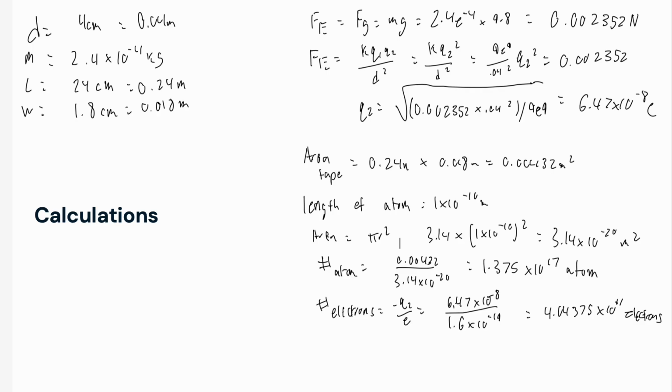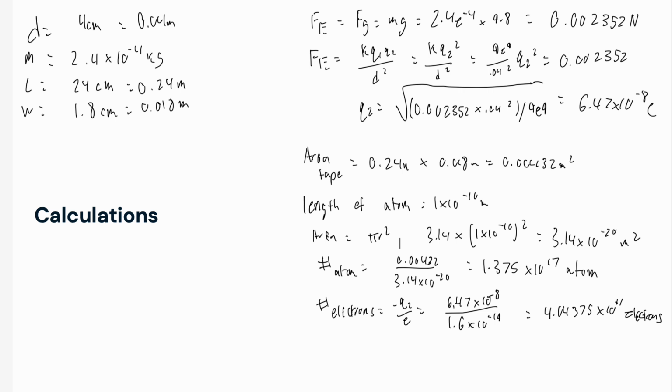So if you look at the results and the calculations that I did, you can see that it gets to the same result and conclusion that the model does. If you look at the top left, you can see the measurements I made. First, the distance between the two tapes is 4 centimeters or 0.04 meters. The mass was 2.4 times 10 to the negative 4th kg. The length was 24 centimeters or 0.24 meters. The width was 1.8 centimeters or 0.018 meters.